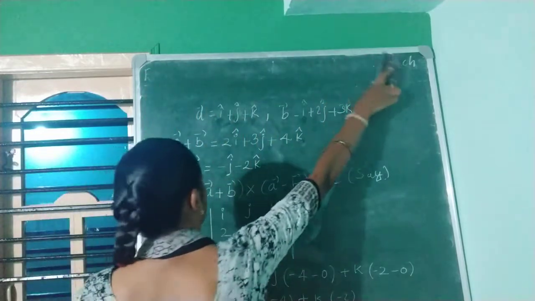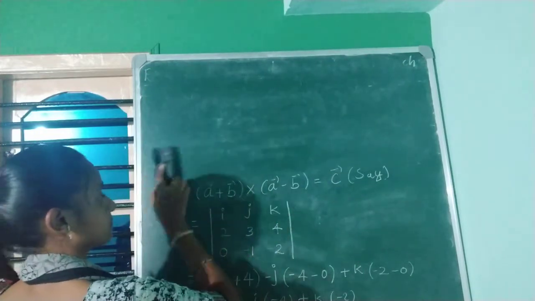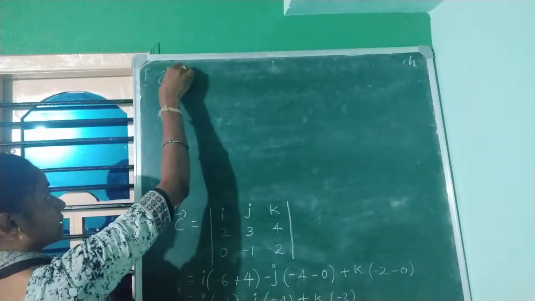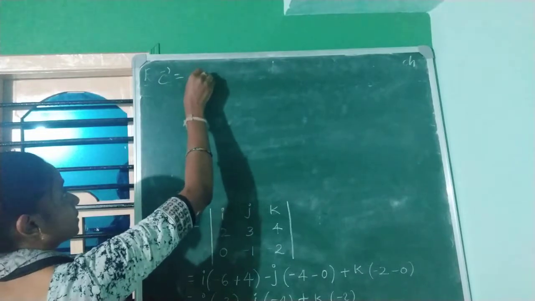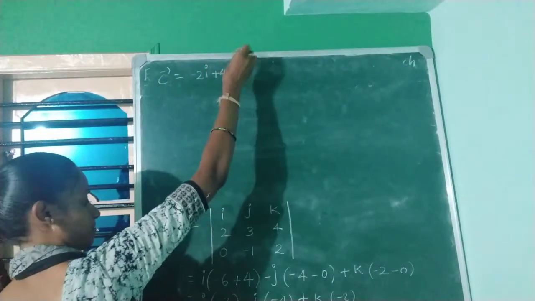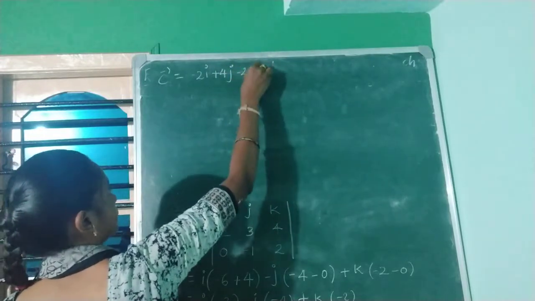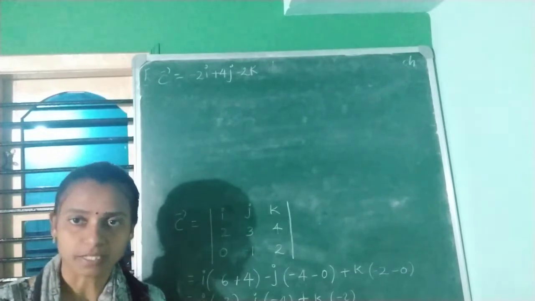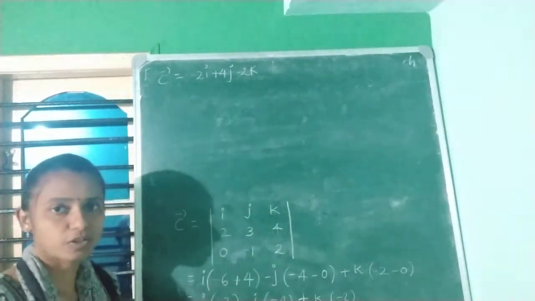As we can write that, vector c is minus 2i, minus into minus is plus 4j, minus 2k. This is the cross product of a plus b and a minus b. You need to take the magnitude of this one.